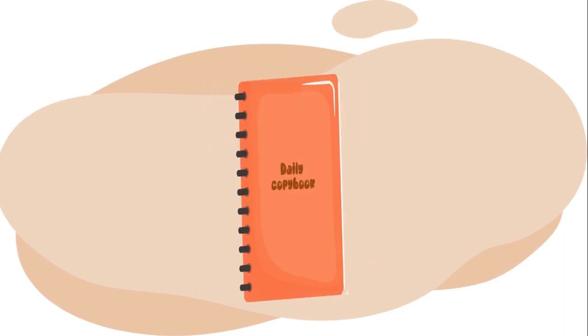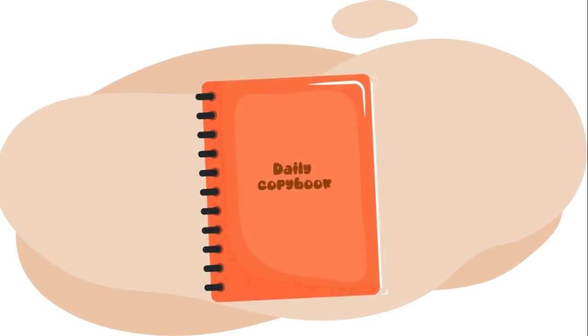Next, we've got the daily copybook. The daily copybook is very important. You have to fill the daily copybook before you go to school. When I was a novice teacher, I did not know that. I would go to school, then fill the daily copybook, and that was wrong. The daily copybook is a summary of your lesson plan. You will write what you intend to do the coming day.